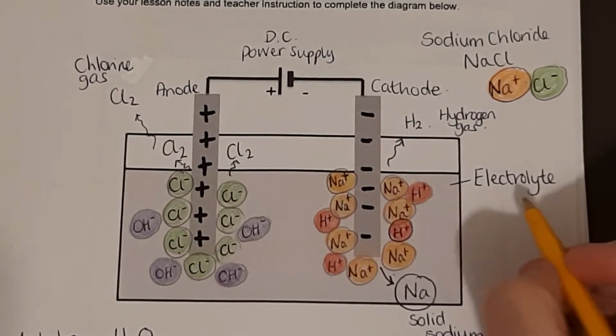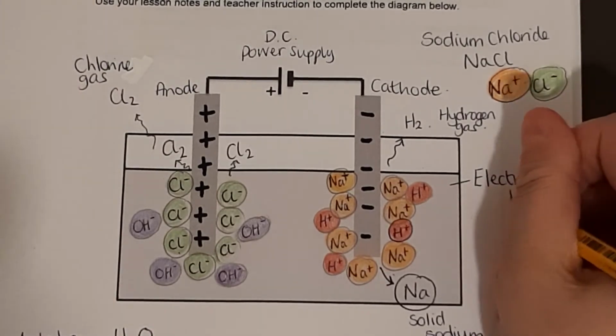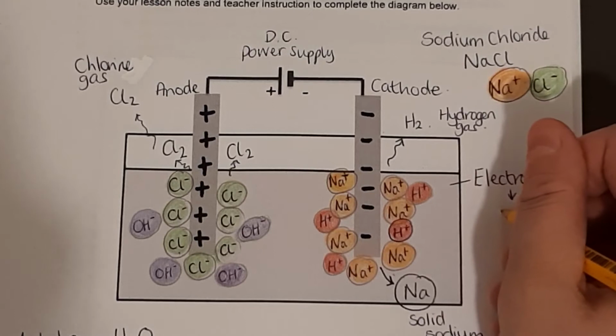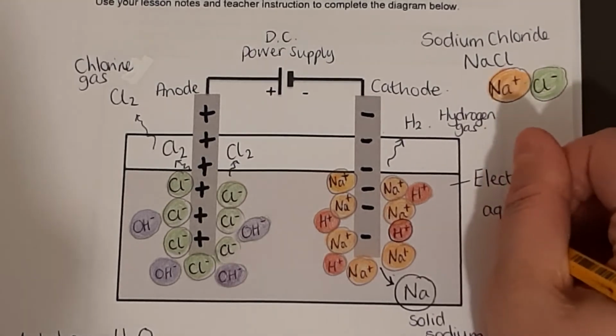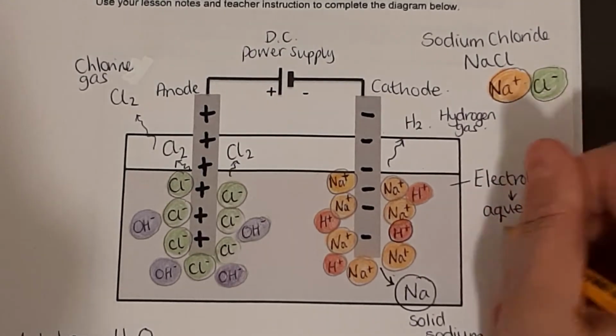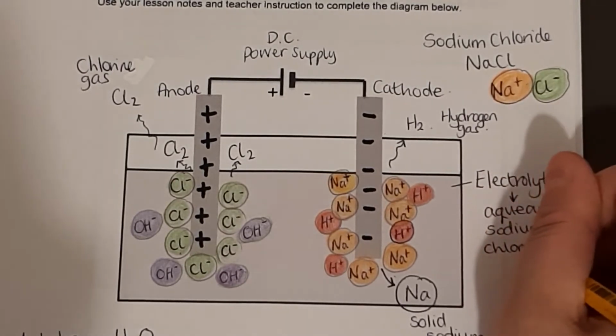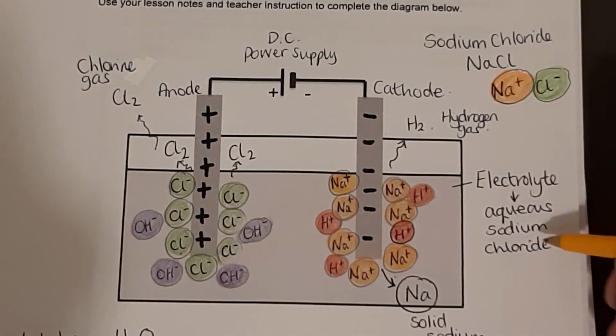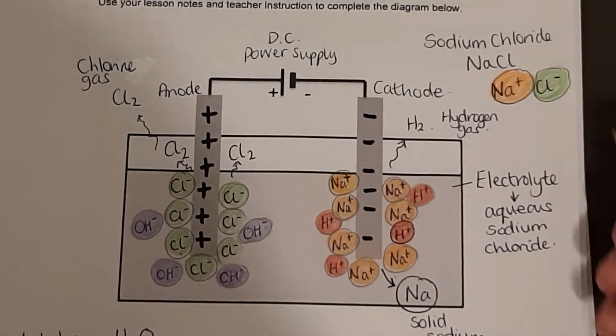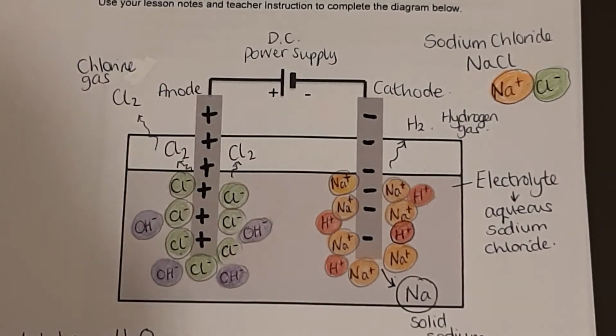Eventually, this solution on average will become less acidic and more alkaline. Now we should write in here what our electrolyte is made up of. The electrolyte is aqueous, which means dissolved in water. So, aqueous sodium chloride. That's sodium chloride dissolved in water, which makes it a dissolved ionic substance. And so we have here everything that's happening.